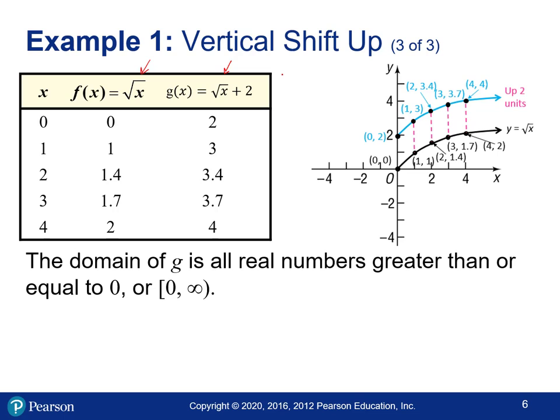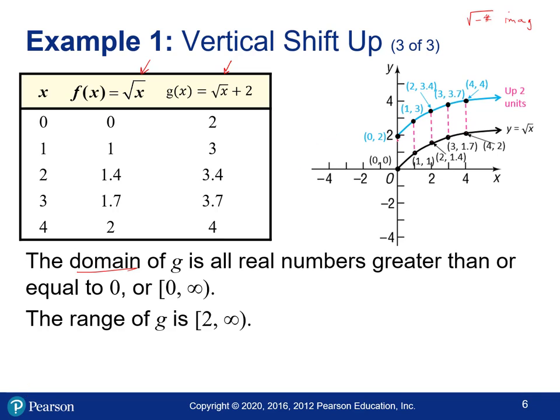It would be imaginary. So remember, just real quick off to the side, the square root of a negative number is going to be imaginary, so we don't want anything negative. So 0 or more for the domain. And then the range, we can tell pretty quickly from the graph.